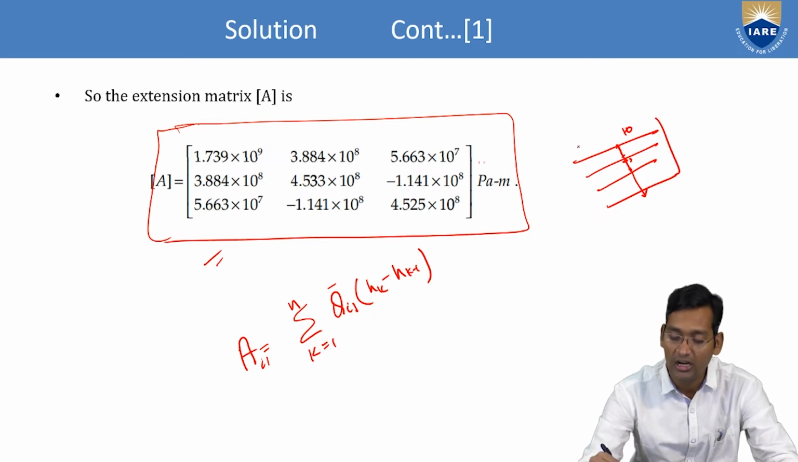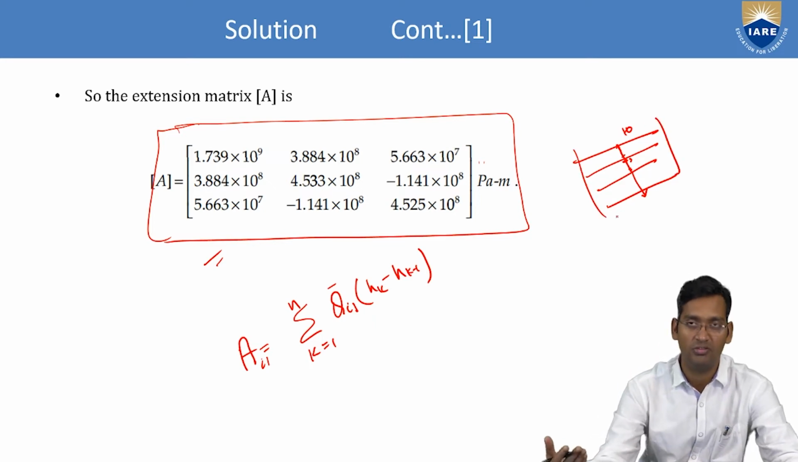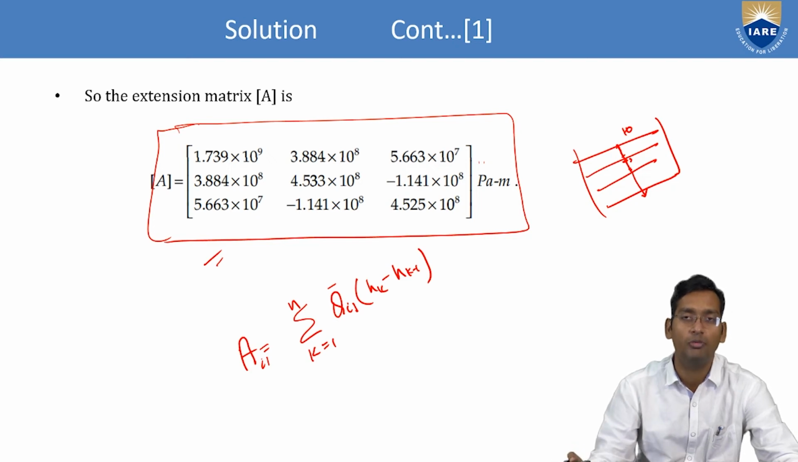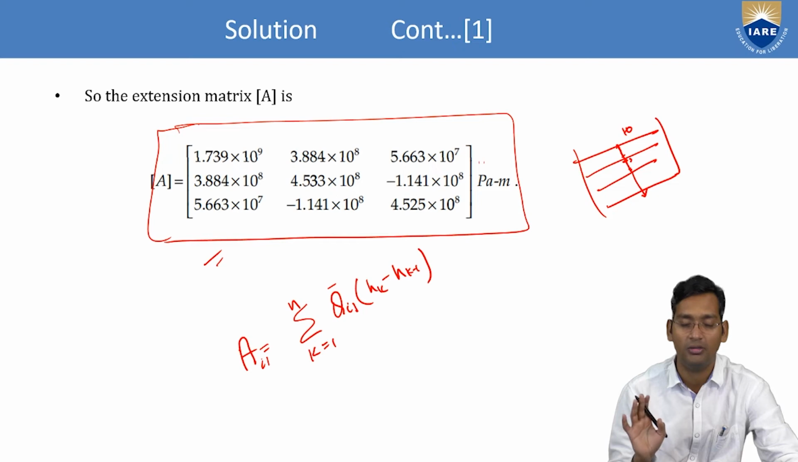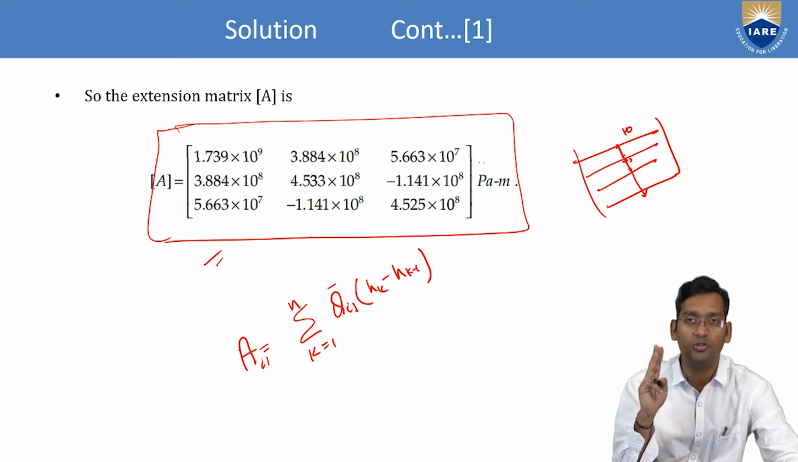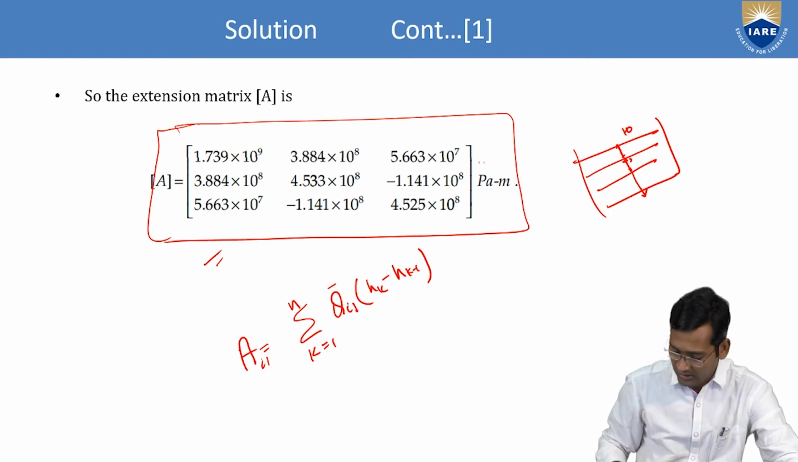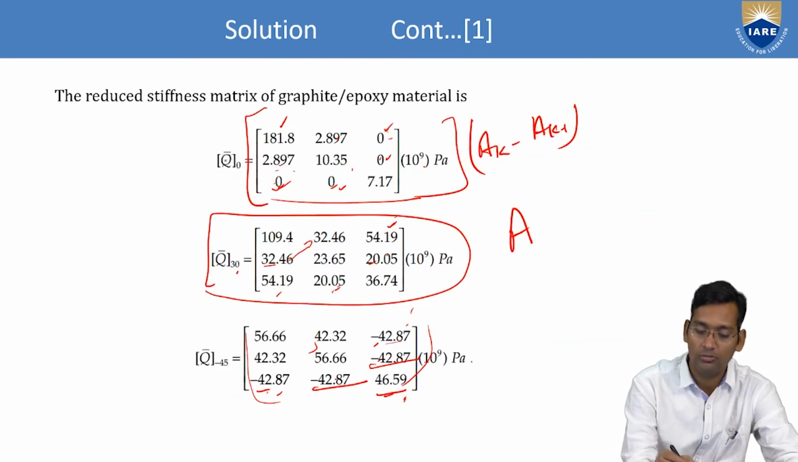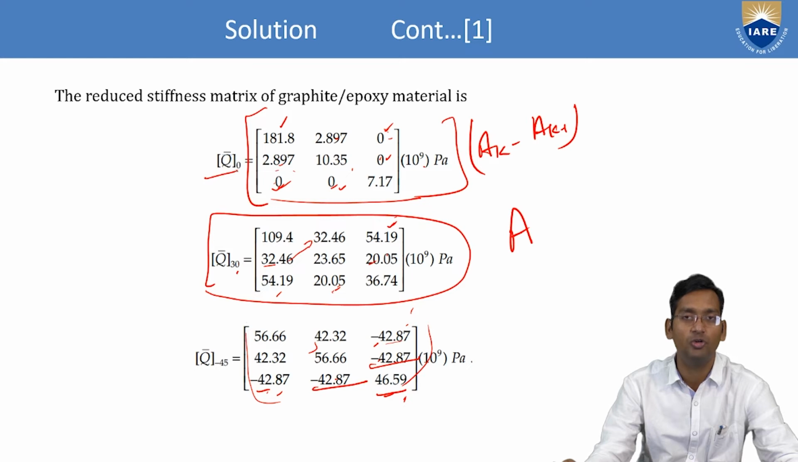So like that, how many plies are there, that many values of Hk will be there, or here only 3 plies are there. So that's why we found this value. Okay, 3 ply. So all are given at 0, 30, 45.